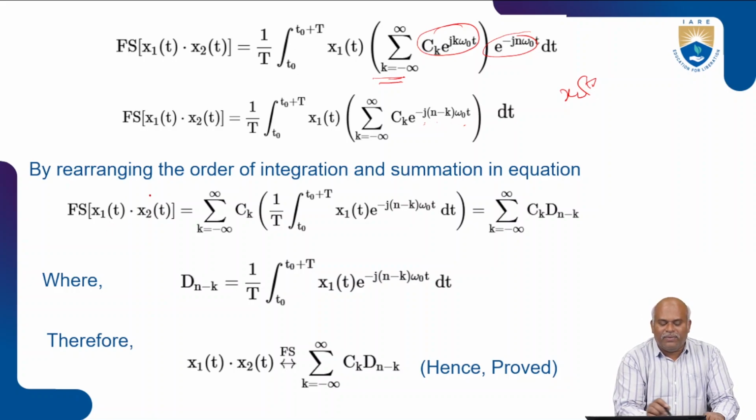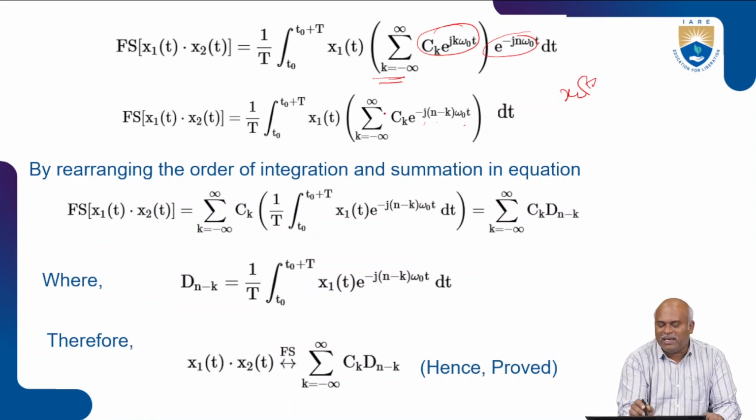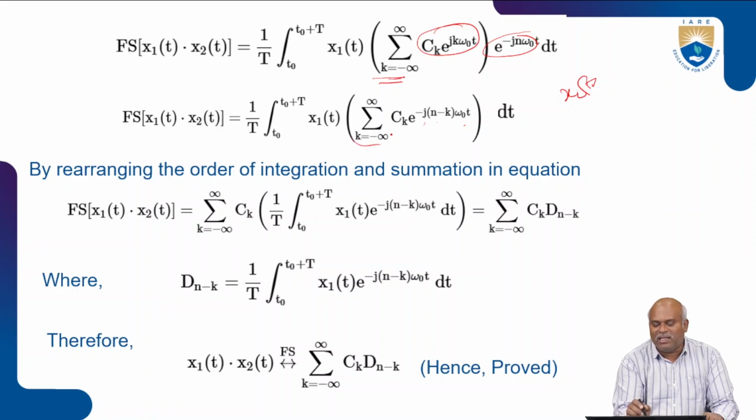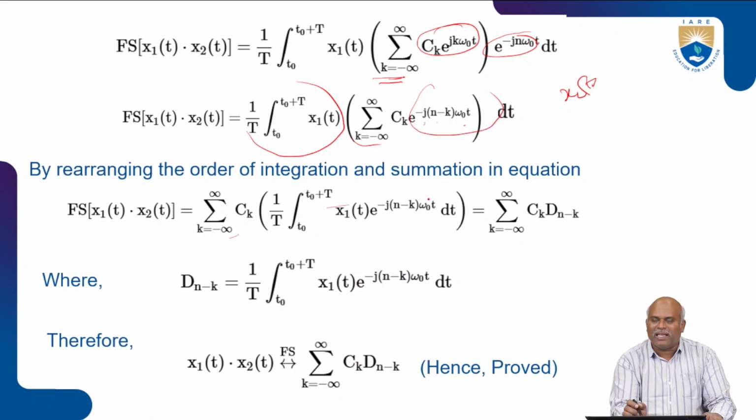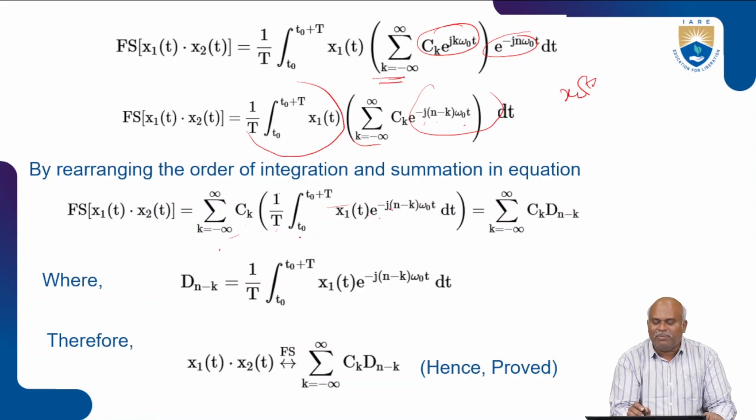Now by rearranging the order of integration as well as summation, we may write it as follows. This summation doesn't affect the integration, so we take it out. The c of k is also the Fourier series coefficient, so we take it out. The remaining portions, we can rearrange both integration and summation. So I should write the Fourier series of x1 of t into x2 of t is equal to the summation k equal to minus infinity to plus infinity of c of k, 1 by T integration from t0 to t0 plus T of x1 of t e power j (n minus k) omega 0 t dt.